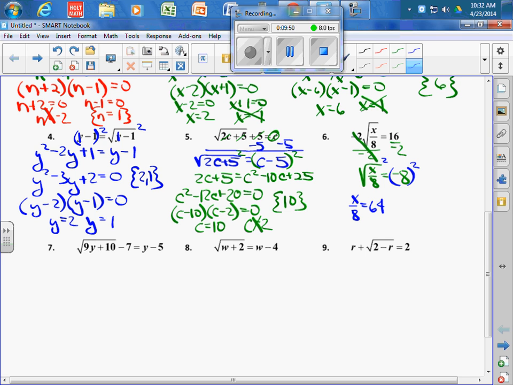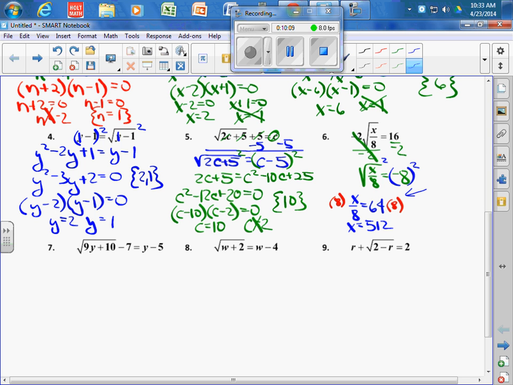When I multiply both sides by 8, what do you get? 512. So x is equal to 512. Now let's put that back into the equation. Now think about this. Look at what we have here.